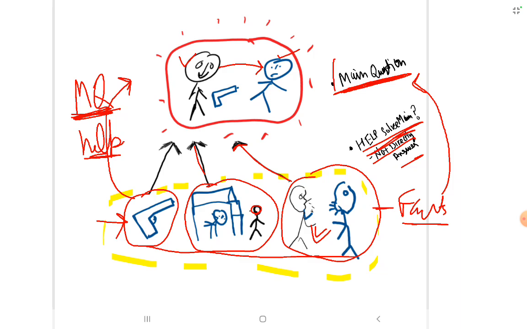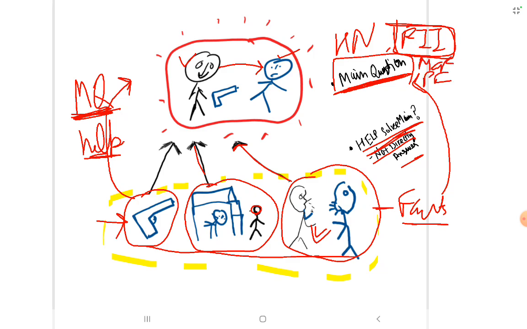The main question, whether Kalu killed Neelu, is known as fact in issue. Fact in issue means the fact which is in issue, the fact which is in dispute, or we can say it is the main question, the main fact, the principal fact. We can call it by all these names.